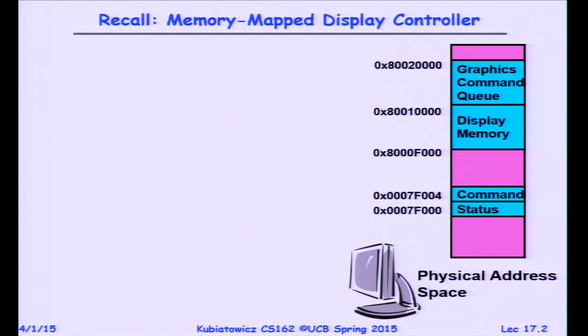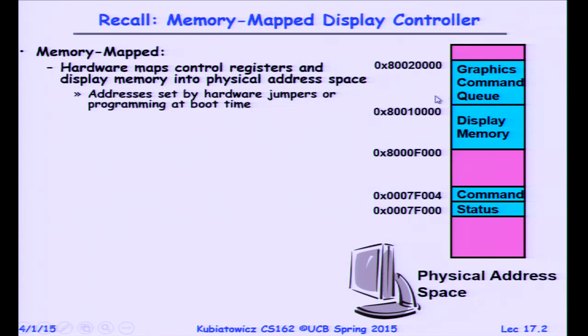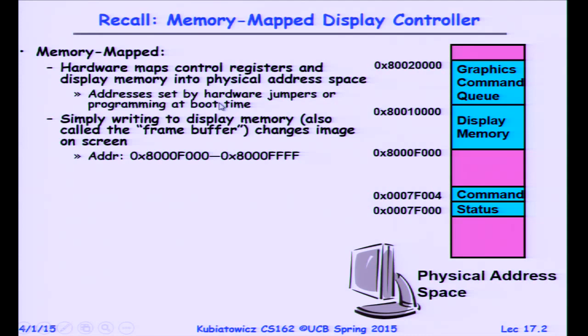I did want to remind you briefly about memory mapped I/O that we talked about last time. This was an example of a display controller. Basically the idea is the hardware controller maps registers and other memory on the card into the actual physical address space so that the processor can access it with loads and stores rather than something specialized. In the really old days, you had to use hardware jumpers to set these addresses so that different cards didn't collide with each other. But now the ACPI layer does this at boot time.